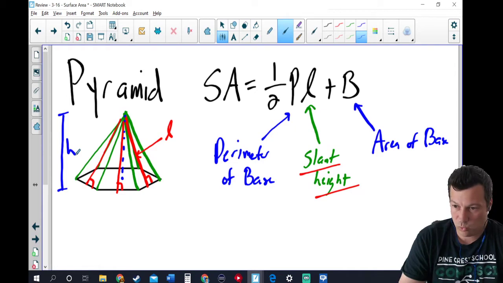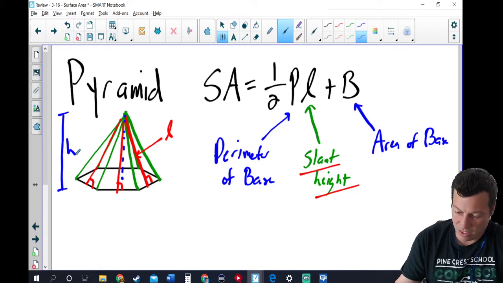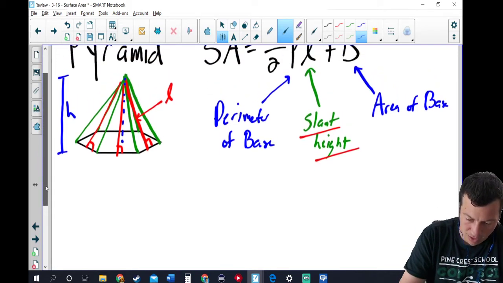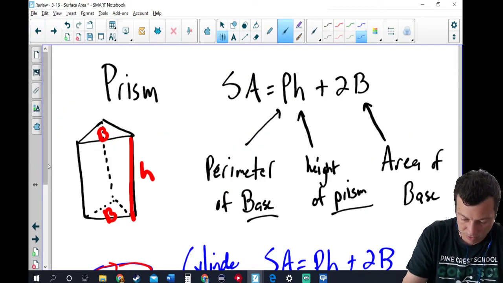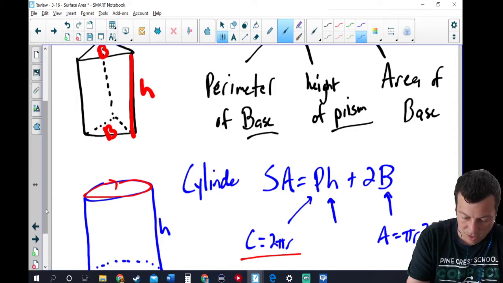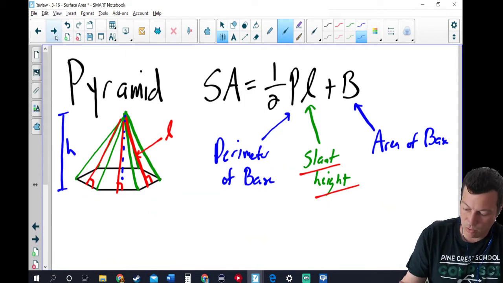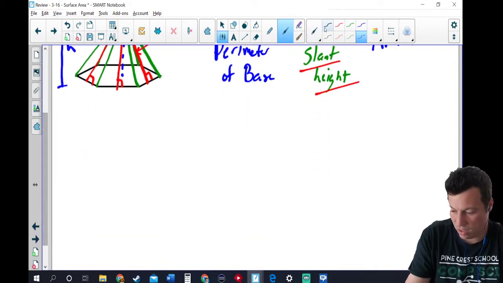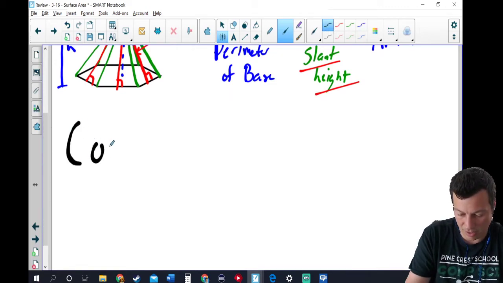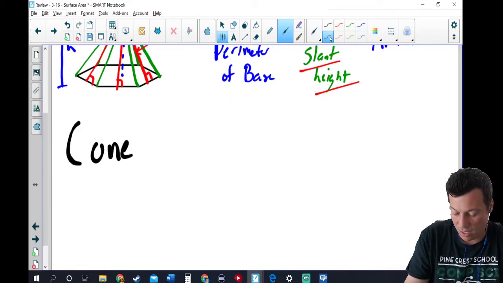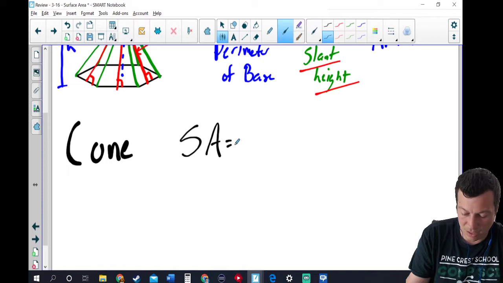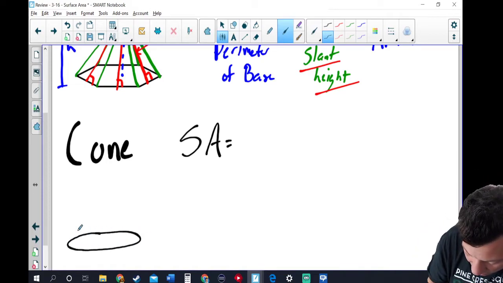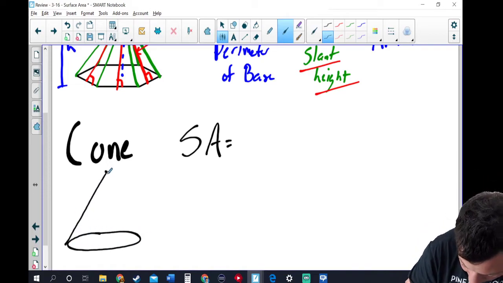So okay. Anyway, it's similar to pyramid, just like prism is to cylinder, right? As pyramid is to cone, right? So we have a cone here. If we want to find the surface area of a cone, it's the same formula. I'm going to use the same thing. The only difference is that a cone is just a pyramid with a circle base. That's all that it is.